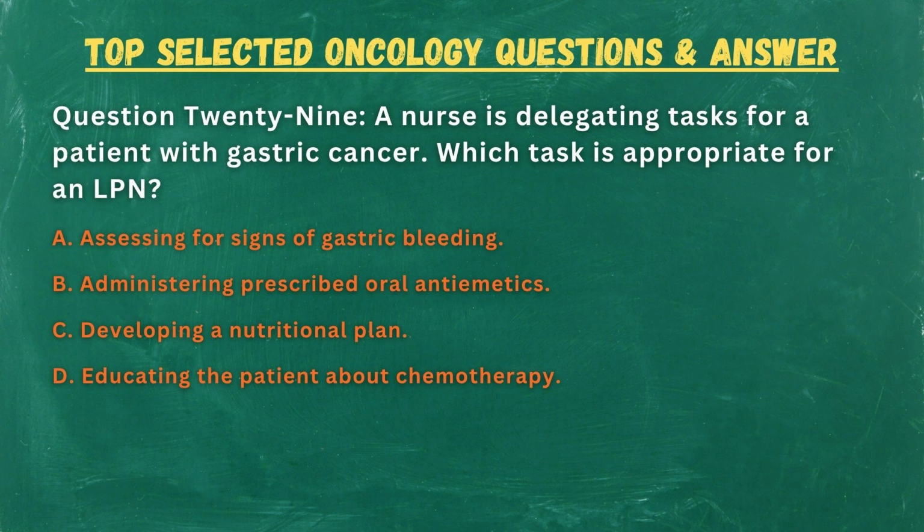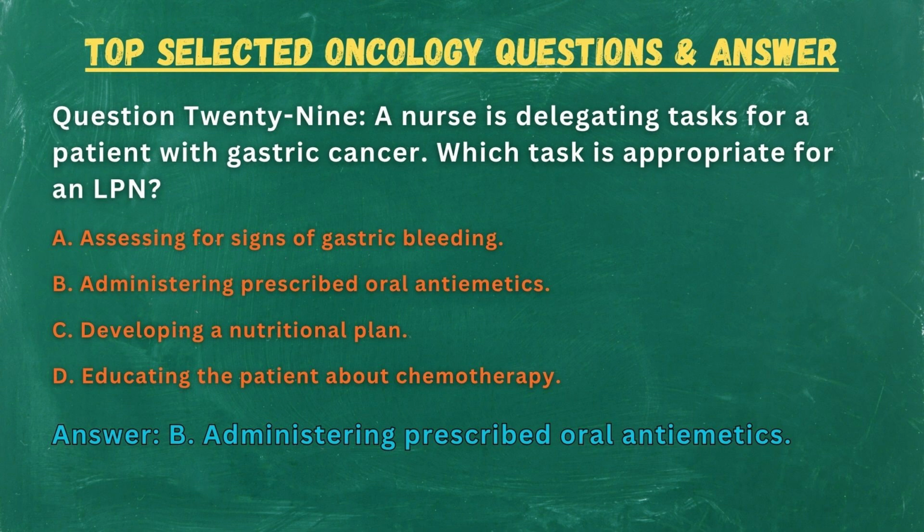Question 29. A nurse is delegating tasks for a patient with gastric cancer. Which task is appropriate for an LPN? A. Assessing for signs of gastric bleeding. B. Administering prescribed oral antiemetics. C. Developing a nutritional plan. D. Educating the patient about chemotherapy. Answer. B. Administering prescribed oral antiemetics.